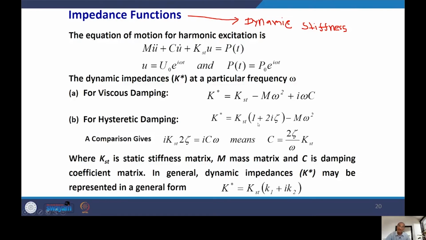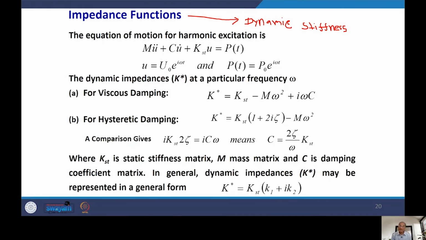So here, damping is taken care of by this term, that is k_st (1 plus 2iζ) minus m ω². Now, if you compare the two forms of the equation, one for viscous damping and another for hysteretic damping, then you can find that i k_st 2ζ, which is coming from this equation, should be equal to i c ω. That means c, the damping coefficient, can be found as 2ζ divided by ω into k_st, where ζ is the damping ratio.